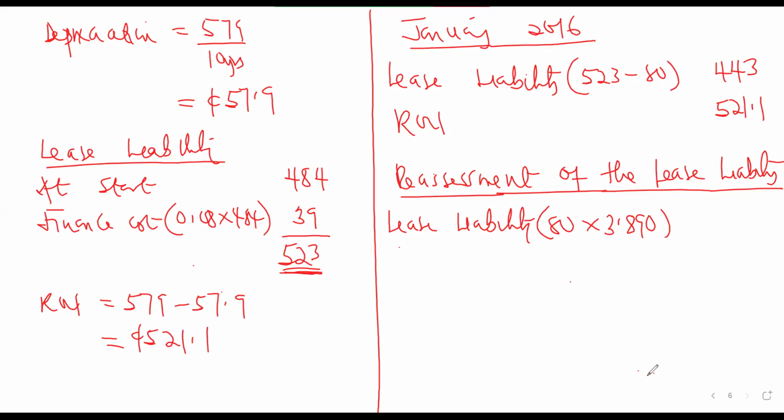Since you are now going to modify this, you have to pay me the amount based on the interest rate. What are we having if you multiply? 311.2. But what is our lease liability at the start? 443. But the supposed lease liability at the beginning of this year should be what?